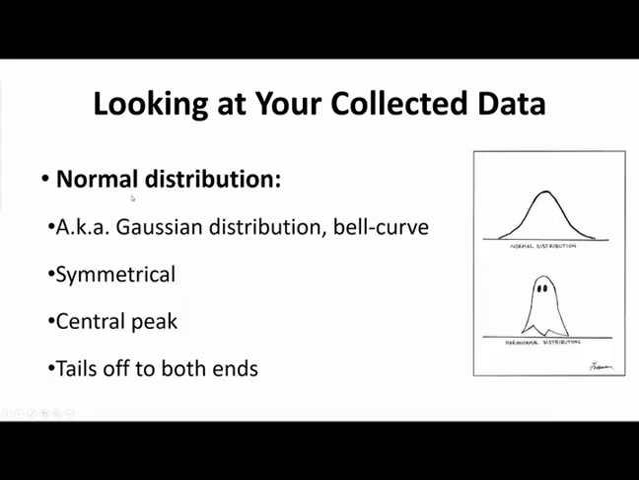Now, when we're talking about these symmetrical distributions, you might have heard people talk about a normal distribution, also sometimes called a Gaussian distribution or a bell curve. Lots of different names for the same basic thing. But this normal distribution is going to be symmetrical. It's going to have a central peak that trails off to both sides. And on the technical side of things, usually 50% of the scores are going to be above that central peak, and 50% of our scores will be below, because it's right in the middle.